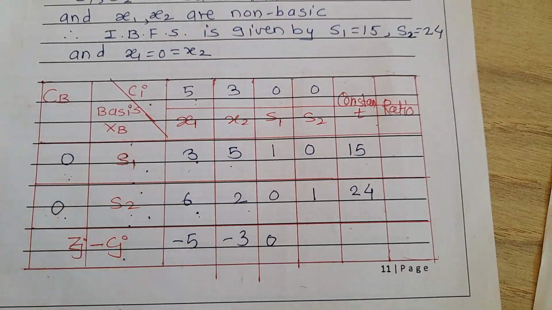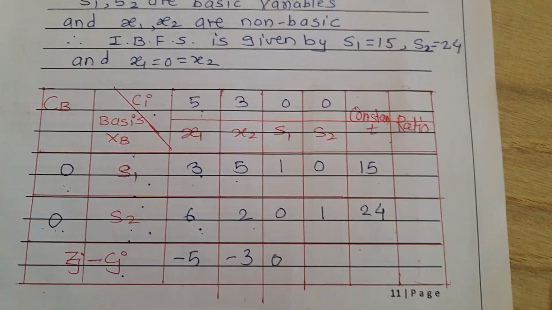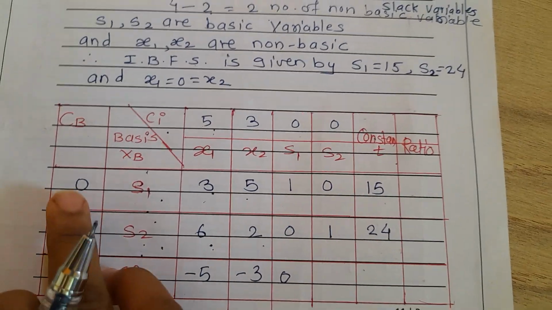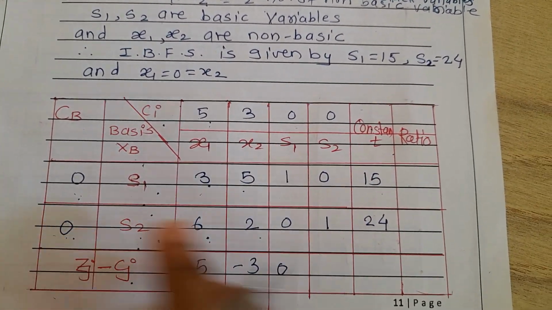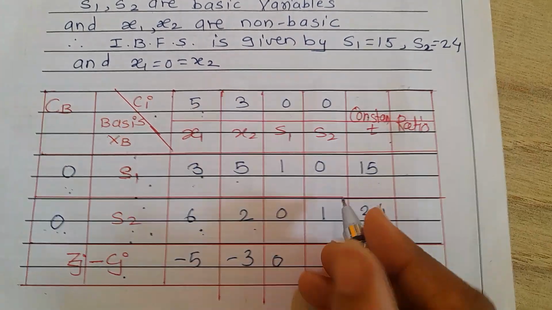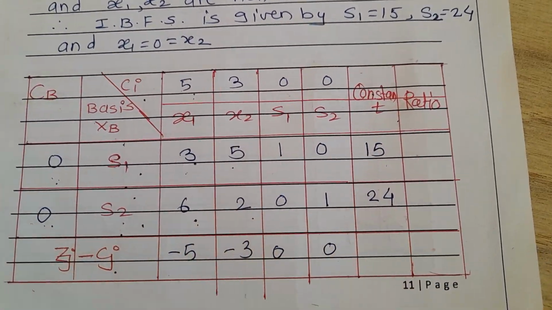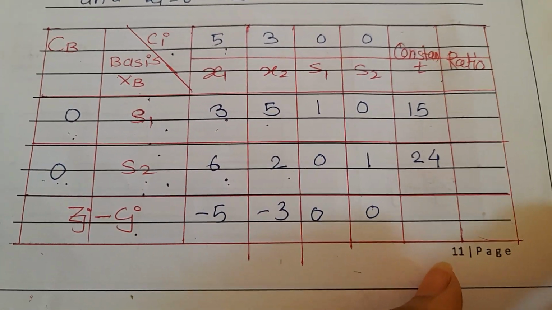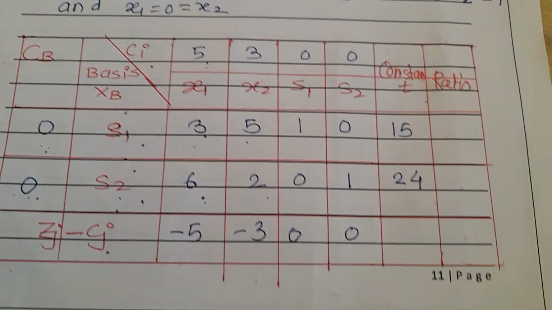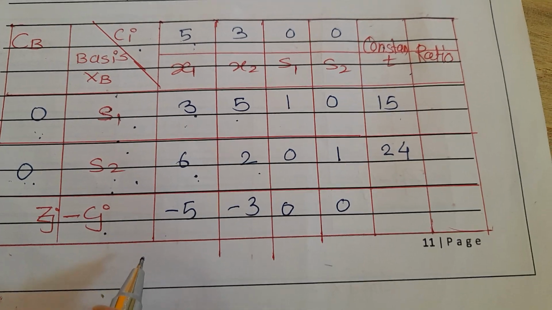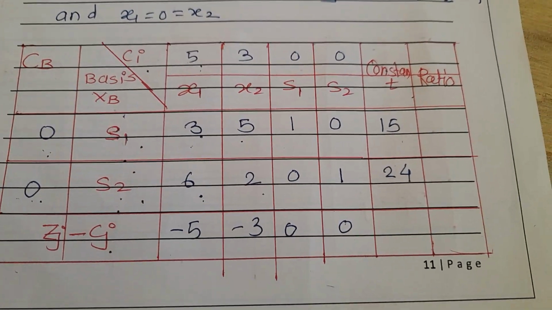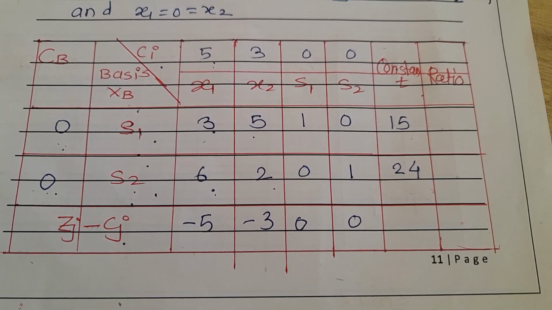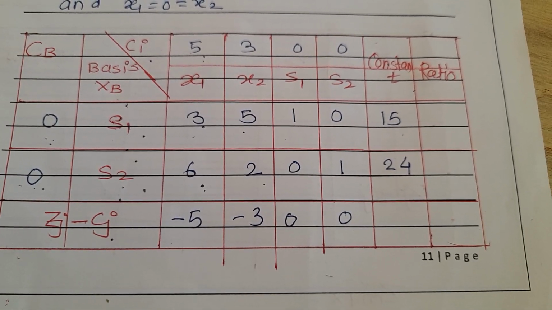In that way we find zj minus cj for each column. Again 0 into 0, 0 into 1, 0 minus 0, 0. Here are all zj minus cj greater than or equal to 0? No. Here not all zj minus cj are greater than or equal to 0. Therefore our solution is not optimum in that case. Therefore we want to find the optimum solution.